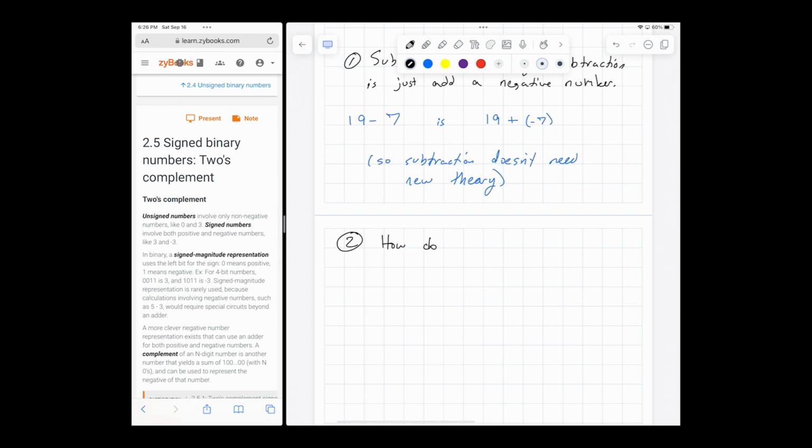So how do we write, I can't believe I just wrote write that way. Brain not working. Today's a hard day. How do we write negative numbers? And the answer is two's complement is what we're going to do. All right.